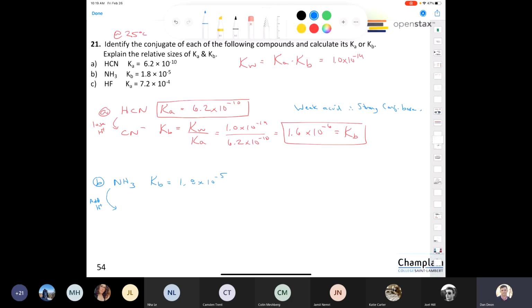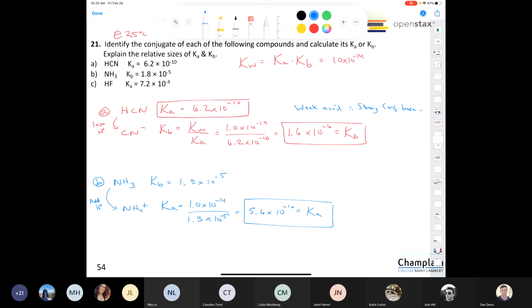If you're asking why did you lose hydrogen here and gain it here? Well, because here they gave me a Ka. Acids lose protons. Here they've given me a Kb. Bases accept protons. So my conjugate is going to be the ammonium ion. So its Ka is going to be equal to 1.0 times 10 to the negative 14 divided by 1.8 times 10 to the negative 5. And I get 5.6 times 10 to the negative 10 as my Ka.